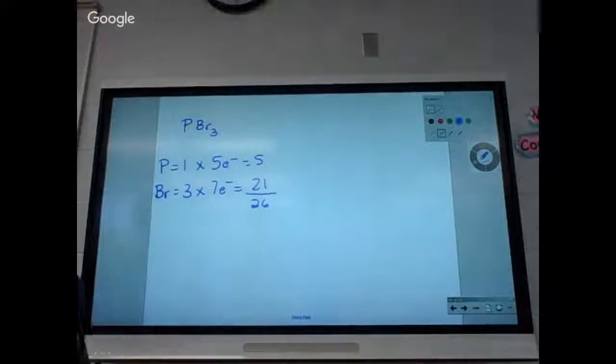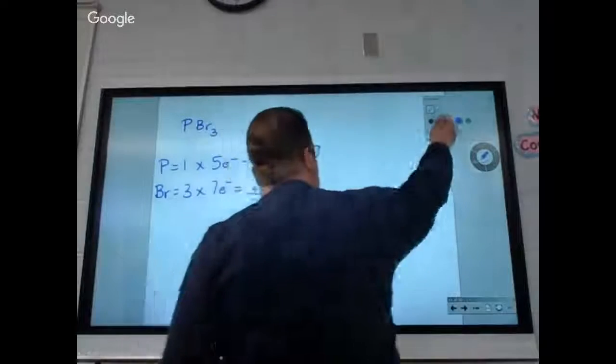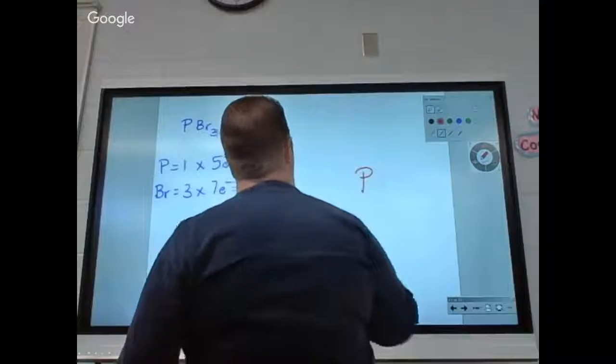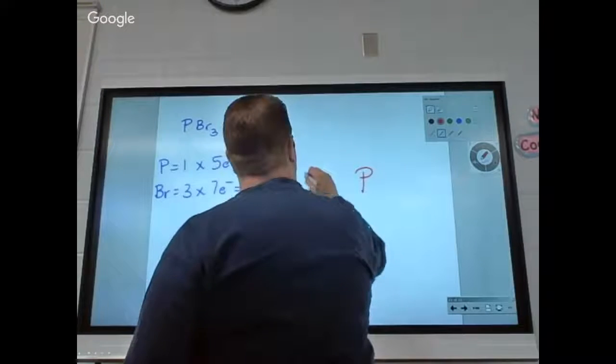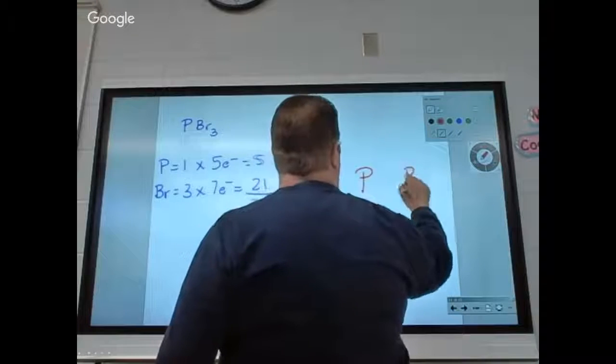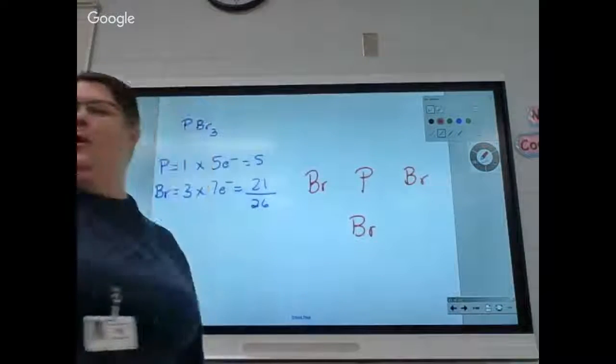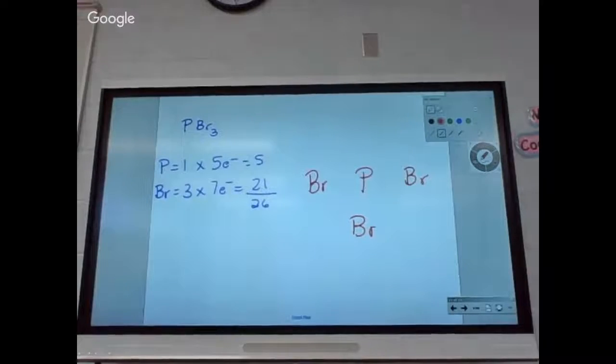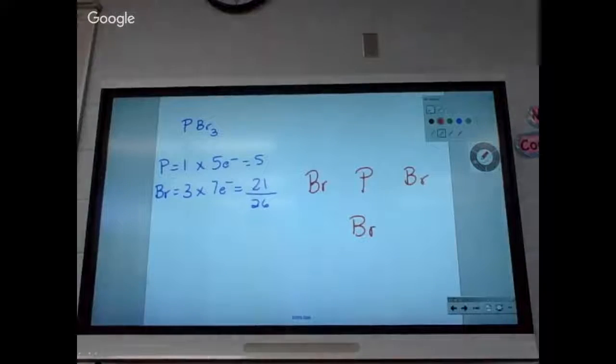All right, so from there, who is my central atom? P. How many Br's am I drawing around it? 3. And again, you can draw it any way you want to. As long as you got 3 Br's around there, I don't care where the Br's are at. Okay? You just need 3.